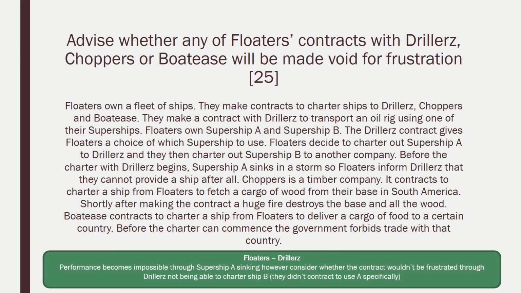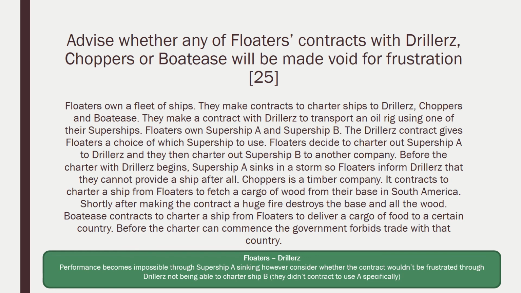So the first one, Floaters and Drillers. You could consider whether the performance becomes impossible through the Supership A that Drillers were going to charter, or hire, sinking. Although, consider the fact that the scenario says they haven't specifically contracted to use Supership A. They've only contracted to use a ship provided by Floaters. So Floaters could technically still be contractually obliged to provide a ship. So they could provide Supership B. The issue they have is that they've already chartered that out to somebody else. So are they in breach?